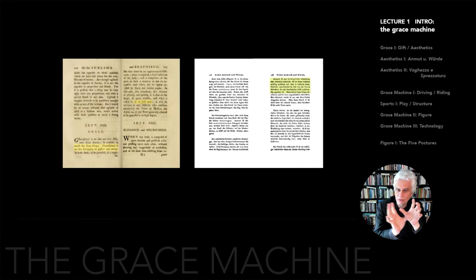So the core of the problem is not so much to figure out what happens between Anmut and Würde, between grace and dignity, but actually between grace and beauty, right? So he's already struggling with the definition of how do we actually define grace as a subcategory of beauty, or are they somehow on an even par, right, where one is modifying the other, right? So this is very important.